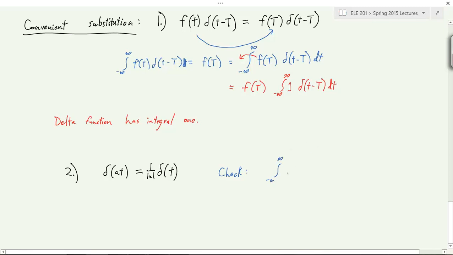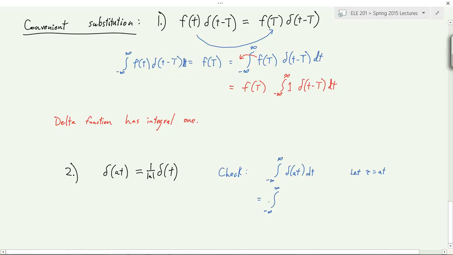Delta of at dt, and let's do a change of variables. So let's let tau equal at. Then this equals the integral. The limits change just like before. We'll check, the limits will flip if a is negative. For now, just pretend it's positive.